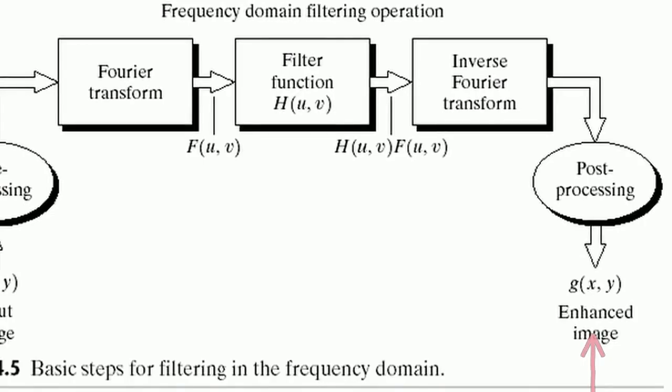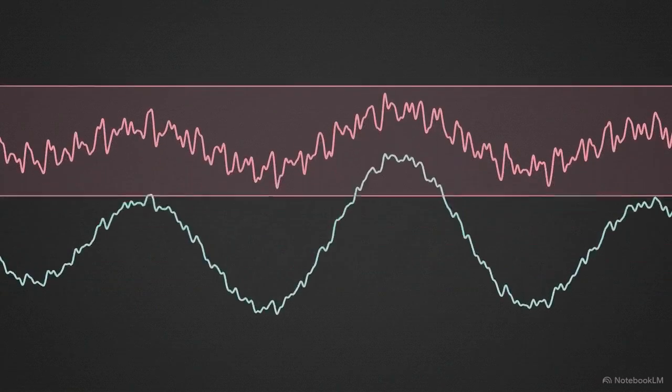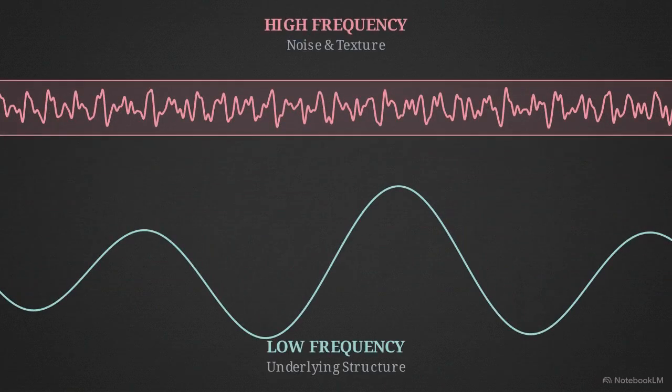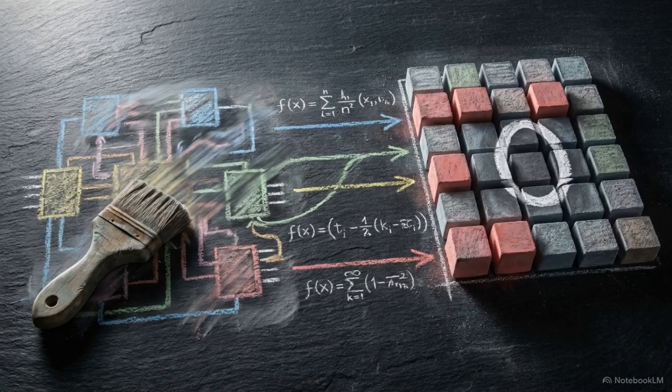Finally, we pass that filter data through an inverse Fourier transform to rebuild the enhanced spatial image, g of xy. This pipeline allows us to target and isolate specific variables, like texture and noise, that are completely physically entangled when viewed in the standard spatial domain. Instead of guessing how to patch neighboring pixels, the frequency domain turns image correction into a strictly objective mathematical operation.